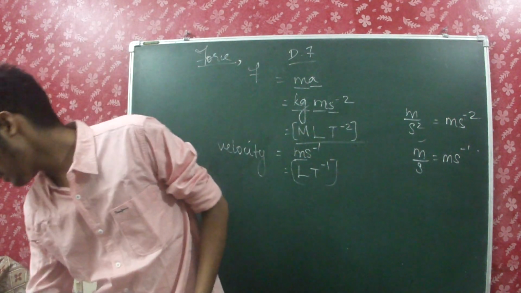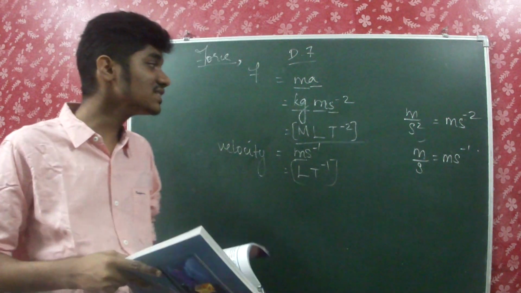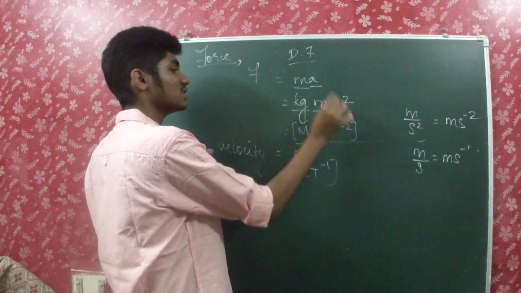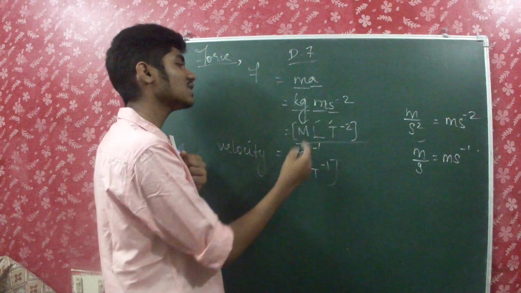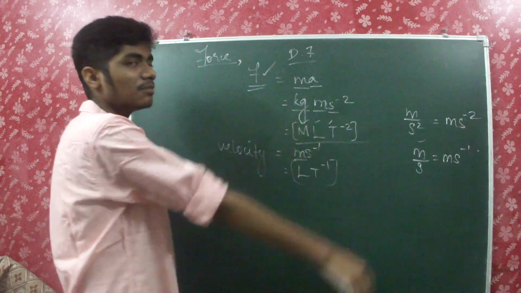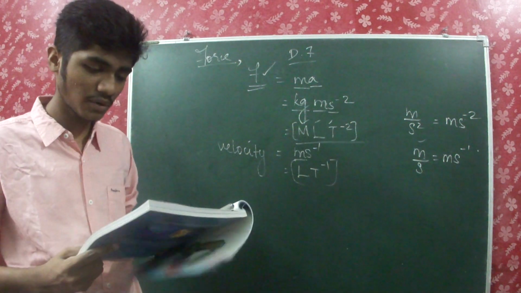Let me read out the definition for you. The dimensions of a physical quantity are the powers to which the base quantities are raised to represent that quantity. These are all the base quantities, the fundamental quantities. The powers to which they are raised to represent this derived quantity are known as dimensions, and the formula which represents all the dimensions is known as the dimensional formula.